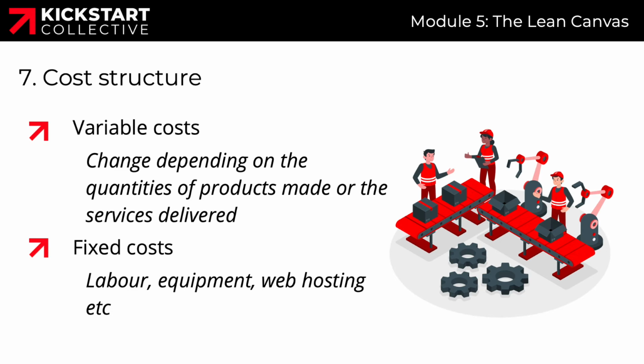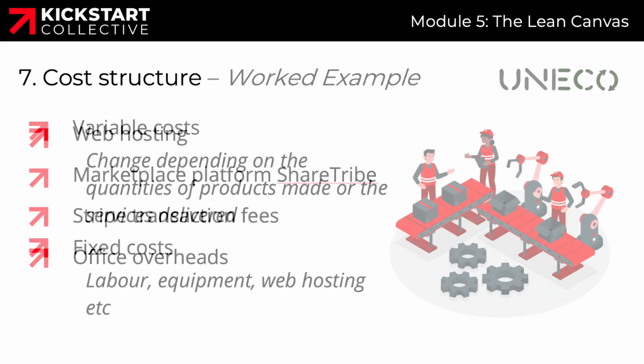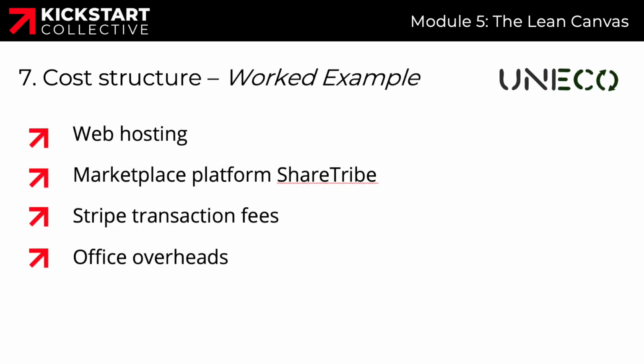Here's another worked example. Key costs for the business would be web hosting, the marketplace platform ShareTribe, Stripe transaction fees, payments to schools who refer customers to the platform, and in the long term, salaries for the founders and other overhead costs like office space.